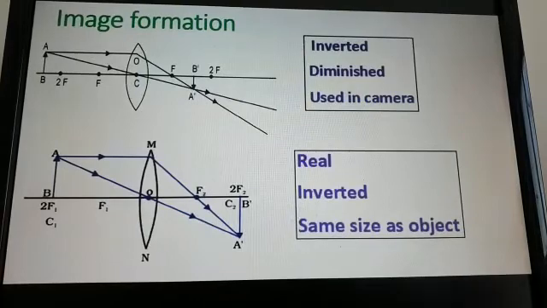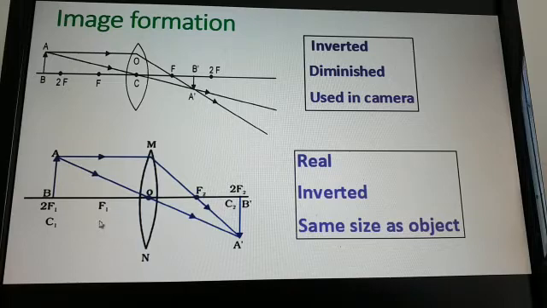Next is the image beyond 2F. The object is placed beyond 2F. So where is the image formed? The image is formed in between F and 2F here. So the characteristics of the image are inverted and diminished. This type of lens is used in the camera. But here it is an inverted image, and it is diminished.